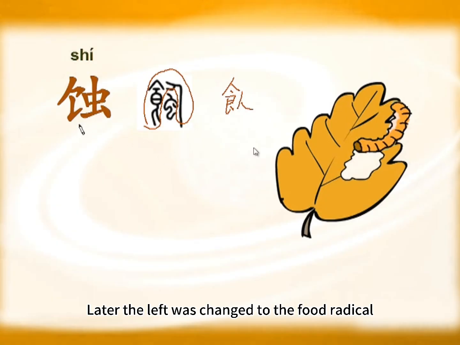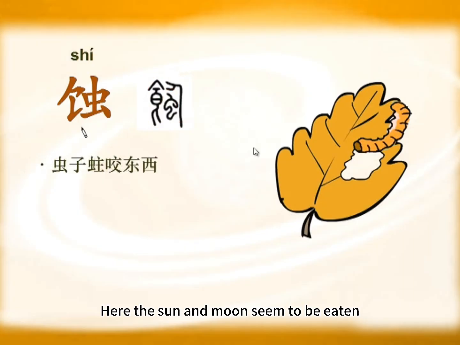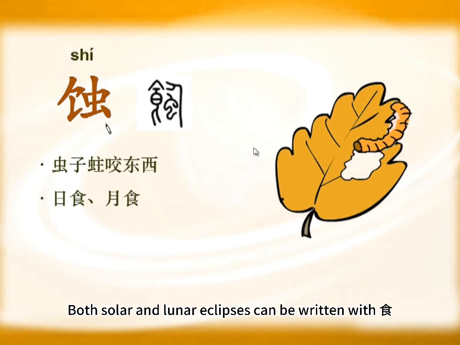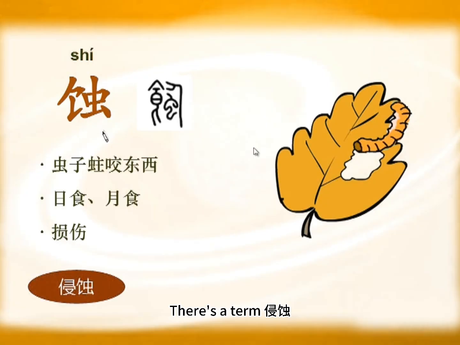Later the left was changed to the food radical. Same as 食. Both mean eating. Both mean consuming. 日食, 月食. Here the sun and moon seem to be eaten. So it can also be written as 蚀. Both solar and lunar eclipses can be written with 蚀. From eating extended to damage. There's a term 侵蚀, meaning erosion, damage.